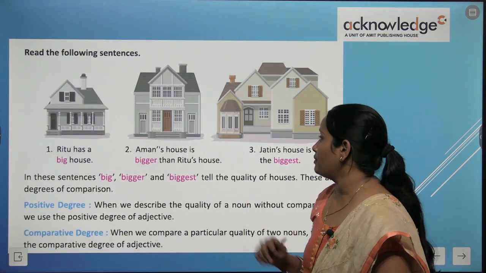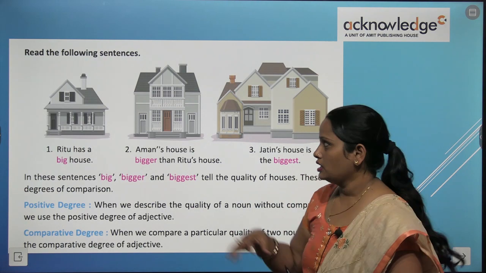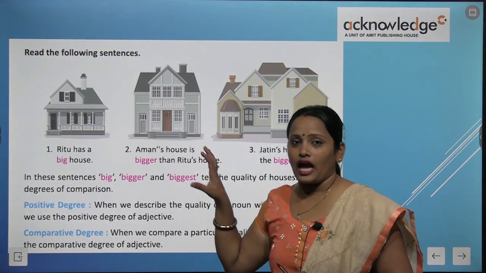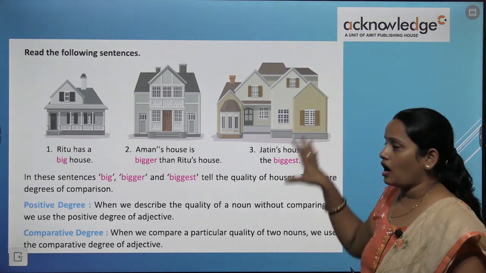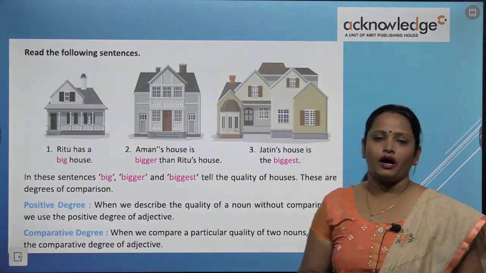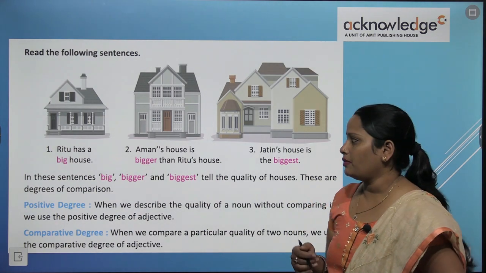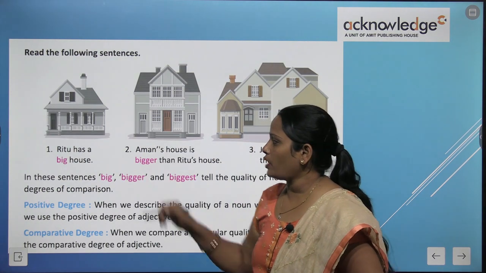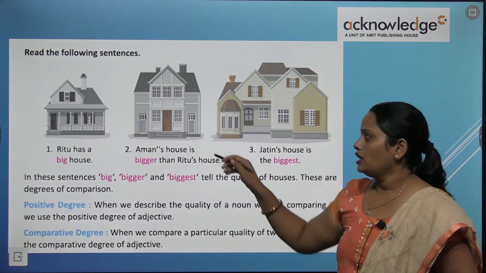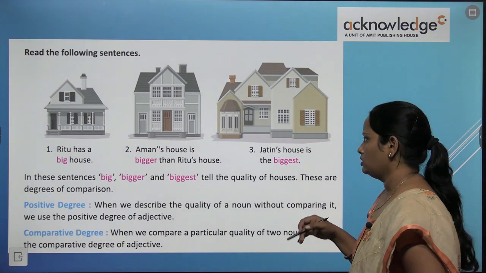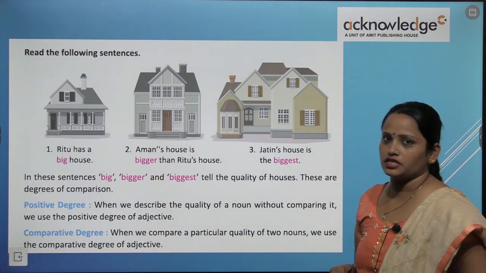So here we can see many pictures in front of us. The first picture is of a small house, then a bigger house and a much bigger house. एक छोटा घर है, उससे बड़ा और फिर उससे बड़े घर की बात हो रही है. तीन तरीकों के घर की यहाँ पे बात हो रही है. In the first one it is written, Ritu has a big house. Aman's house is bigger than Ritu's house. Jatin's house is the biggest.